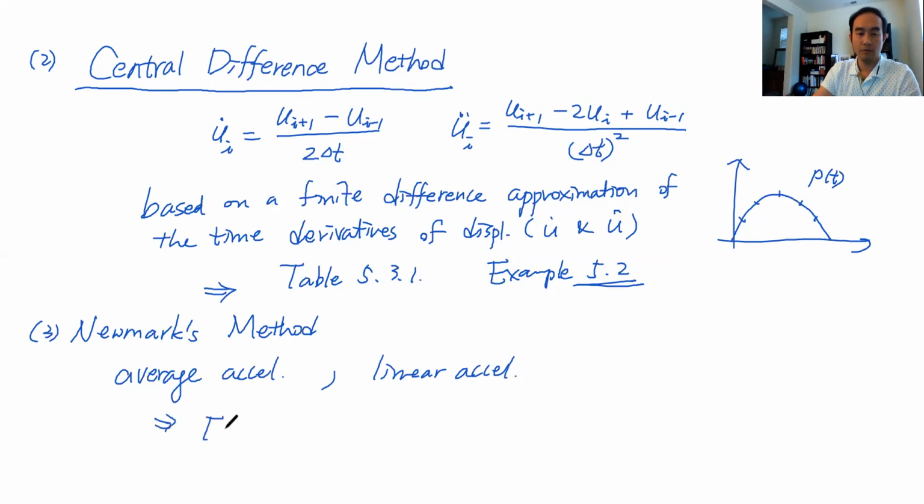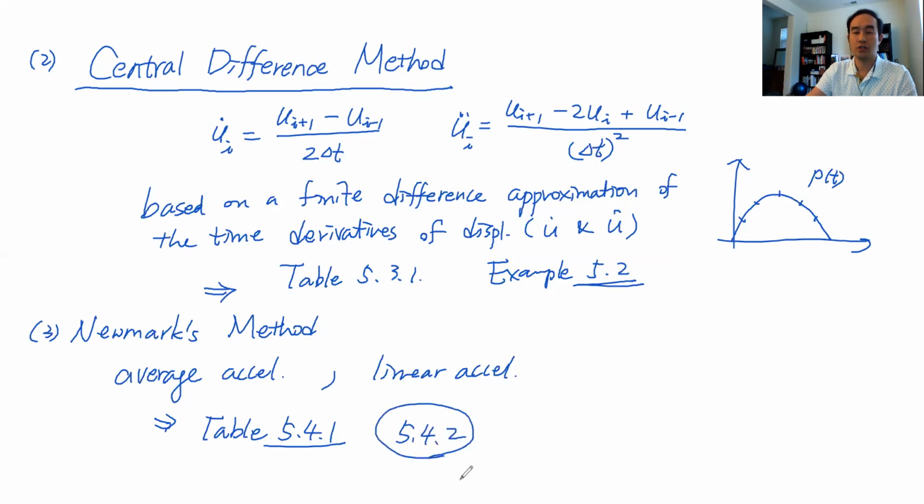And table 5.4.1 describes and summarizes all the theoretical details about this method. Table 5.4.2 provides all the expressions used in this method to solve the problem. And then example 5.3 is going to be the same problem using the Newmark method, one with average acceleration, the other with linear acceleration. So if you are familiar with these three methods, then it should be fine. You should be able to get the answers for all the questions related to chapter 5.